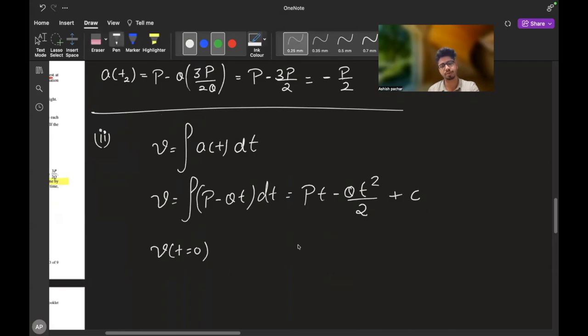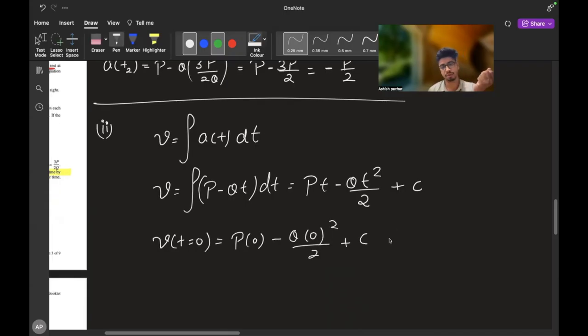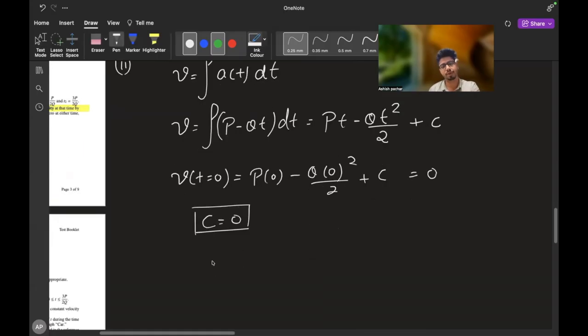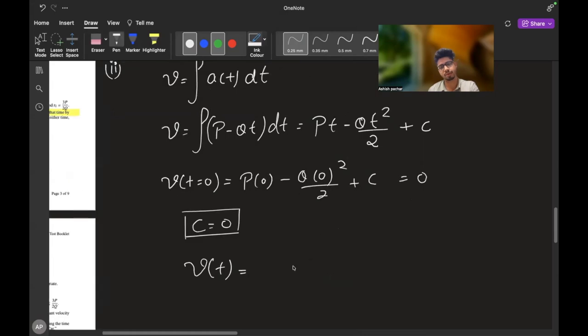you can plug into the function also. So p times 0 minus q times 0, this is 0. So the c value comes out to be 0. So you need not worry about a constant. So now the final velocity expression that you will get is just pt minus qt square by 2. So this is the velocity function that we have.